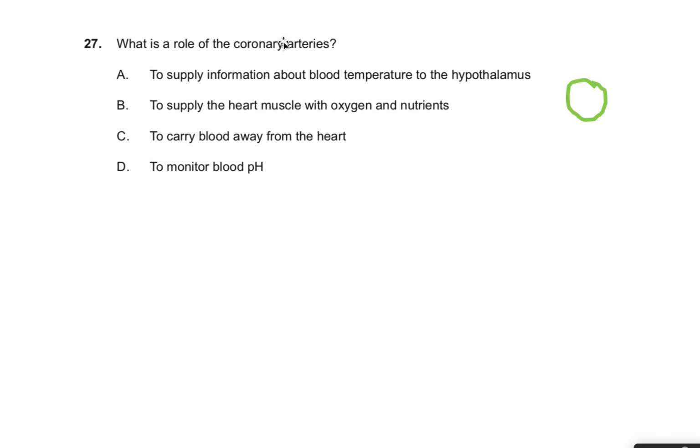So what is the role of these arteries? To supply information about blood temperature to the hypothalamus. No, it doesn't do anything with blood temperature to the hypothalamus. This is just wrong. To supply the heart muscle with oxygen and nutrients. That's the one. How about C? To carry blood away from the heart. Technically, it doesn't do that because it's carrying blood to the heart itself to supply itself. So it can't be this one. To monitor blood pH. No, it doesn't do anything to do with pH either. So therefore the answer must be B.